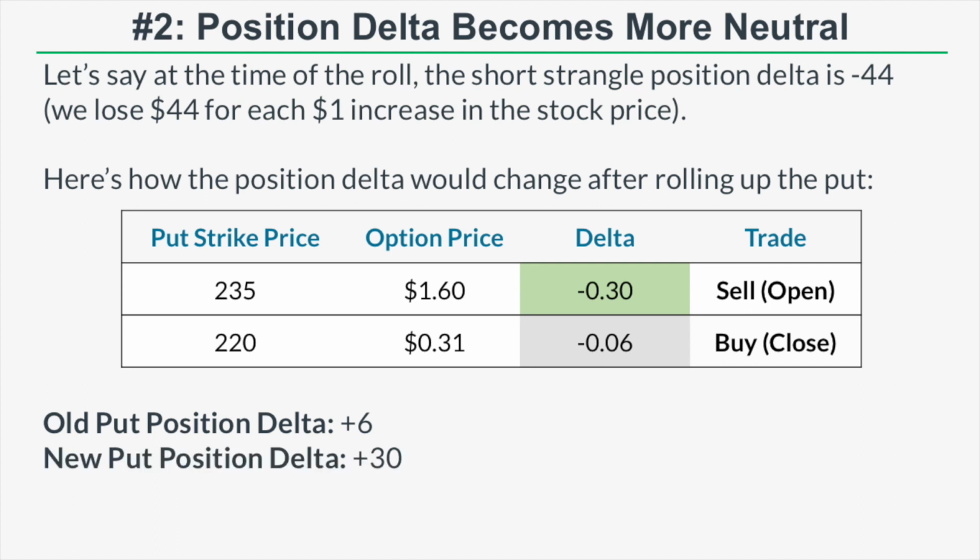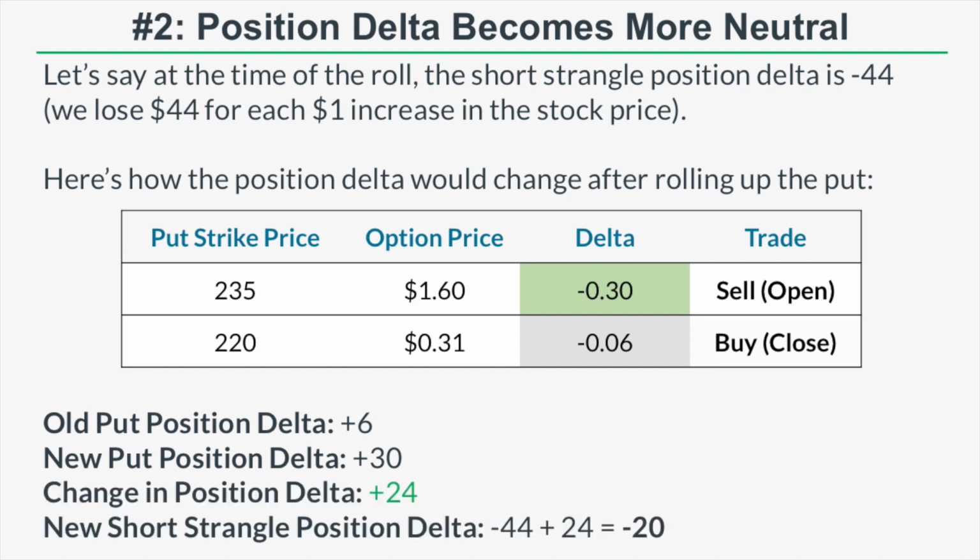Now, that 235 put that we're rolling to has a delta of -30, which means if the stock price increases by $1, that put is expected to lose 30 cents in value. If we're short a put option that loses 30 cents, that's going to yield $30 in profits for us, which explains the position delta of +30 for that 235 put. That means the overall change in our position delta is +24, so our new short strangle position delta goes to -20.